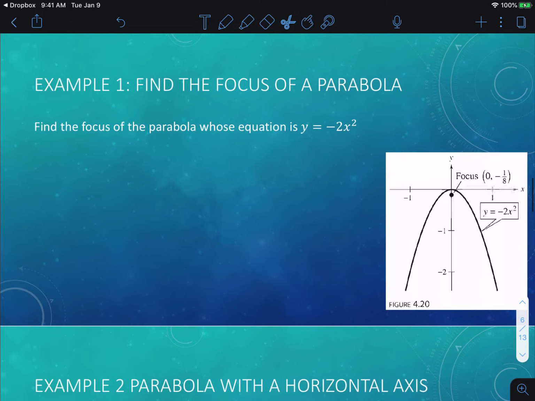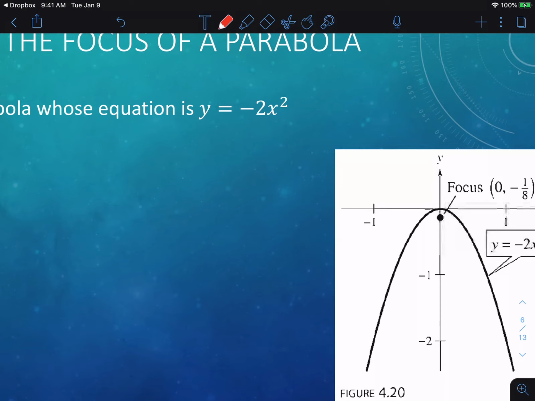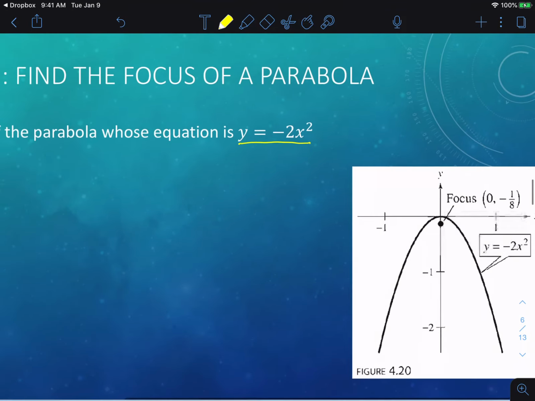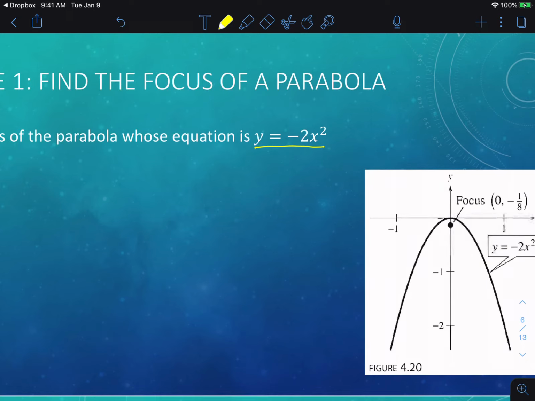So in example 1, we're trying to find the focus of the parabola. Well, let's see, we were given that the equation of the parabola is y equals negative 2x squared. And it looks like this, and we can actually calculate some things. So we have to start off with dividing both sides by negative 2. So we're just going to say x squared now, when I divide both sides by negative 2, is equal to y times negative 1 over 2. Isn't that true?